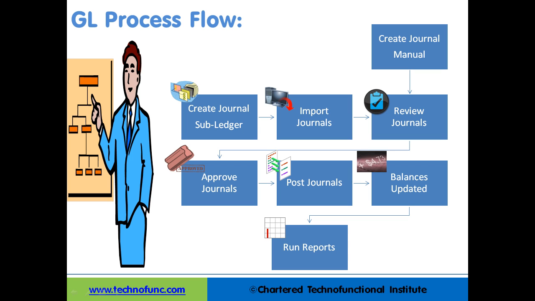Run reports. General ledger has many built-in reports. Most common reports run from general ledger are transactions register and trial balance report. This is a generic general ledger process. Some systems may have slight variations to the above process, but the underlying concepts remain more or less same. Now we will understand what drill down means in automated accounting systems in the next topic.